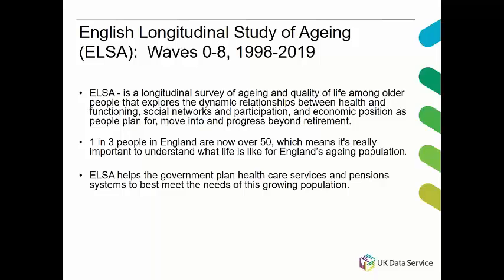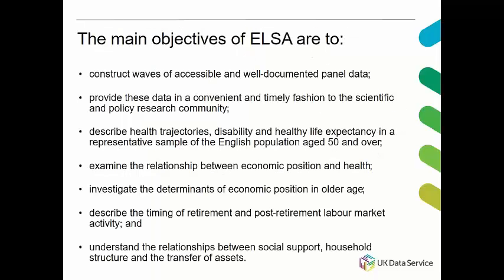So the main objectives of ELSA are to construct waves of accessible and well-documented panel data and provide these data in a convenient and timely fashion to the scientific and policy research community, describe health trajectories, disability and healthy life expectancy in a representative sample of the English population aged 50 and over, examine the relationship between economic position and health, investigate the determinants of economic position in older age, describe the timing of retirement and post-retirement labor market activity, and understand the relationships between social support, household structure, and the transfer of assets.